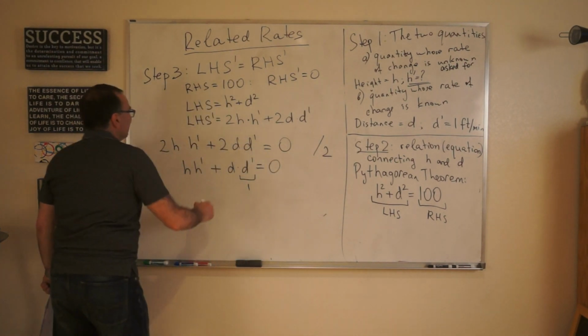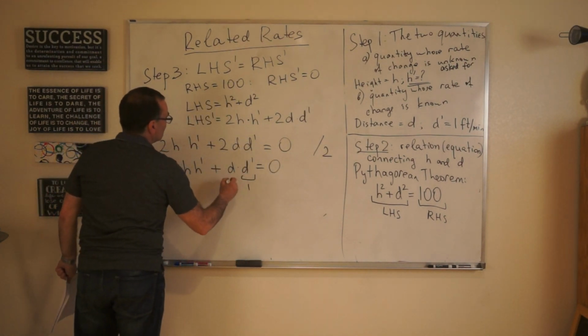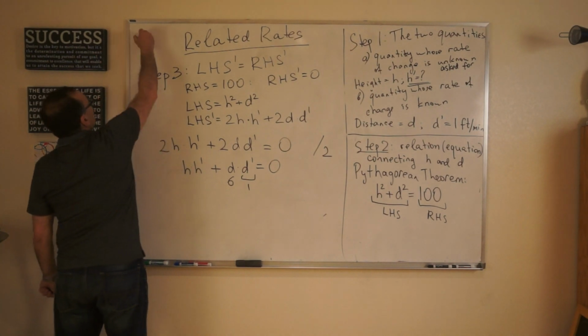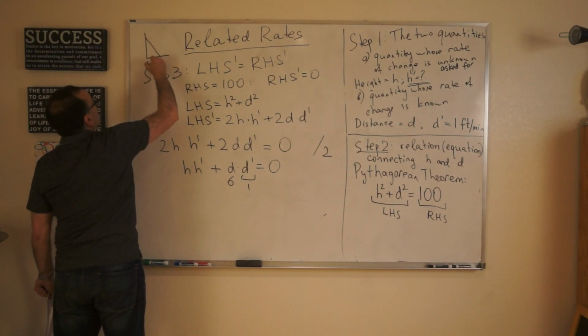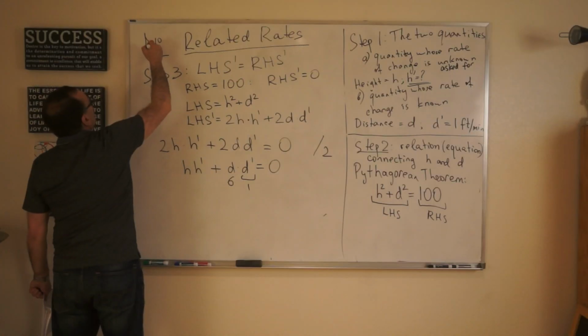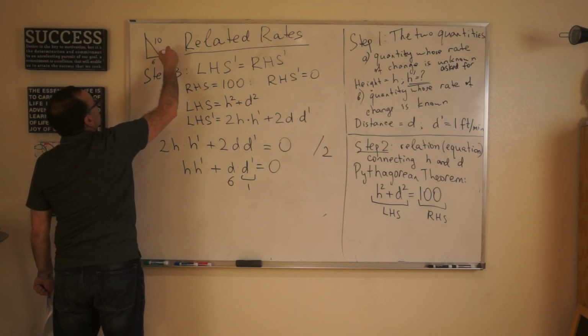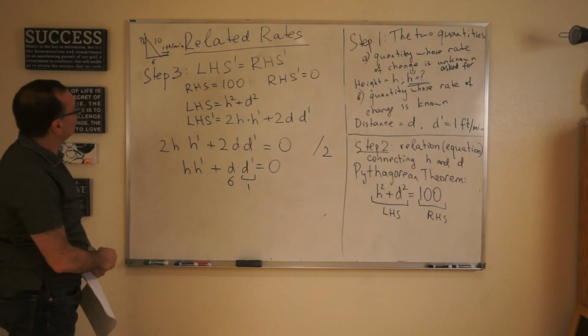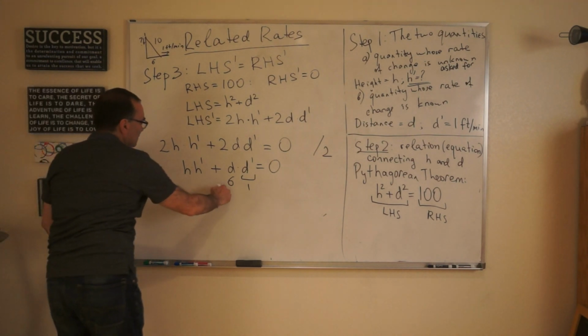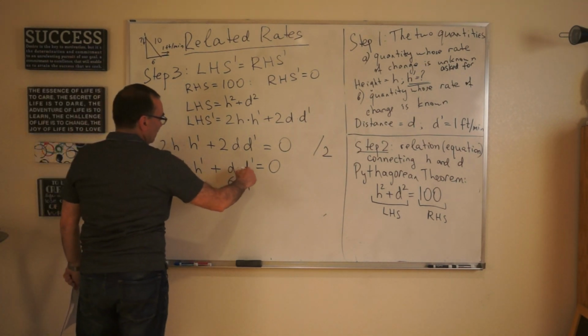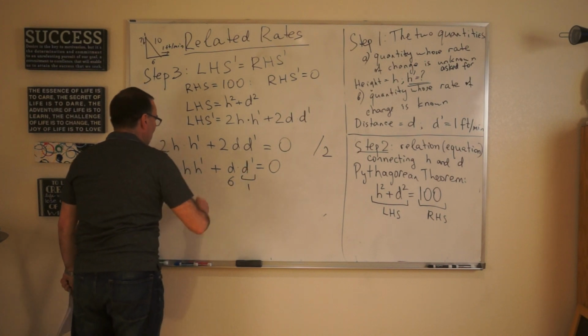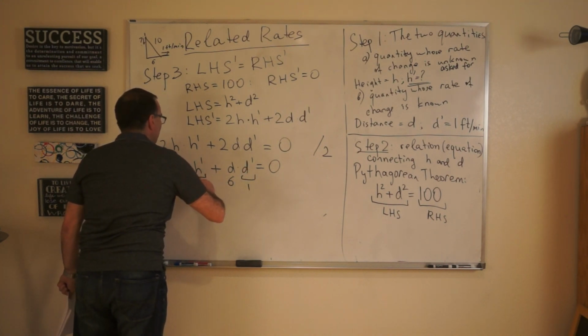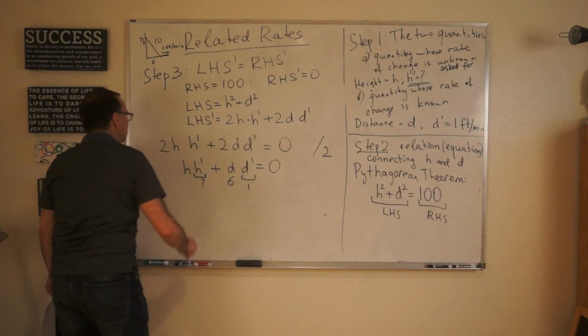What else was known? d was known, it was given, it was 6 feet, because the picture, once again, was like this, and this was 6, this was 10. So this is 1 foot per second, and this rate is unknown. So d equals 6, d prime equals 1, h prime is unknown, so I will not put anything for it.